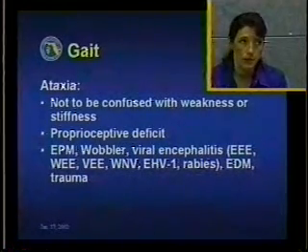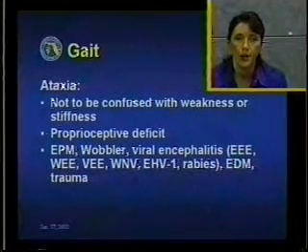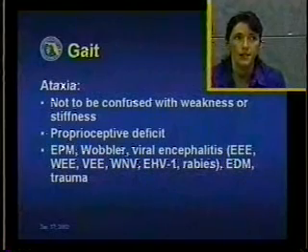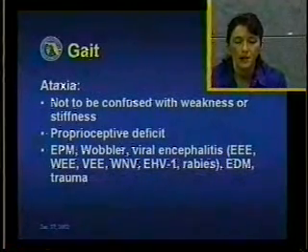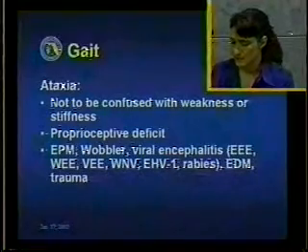It is most of the time associated with a proprioceptive deficit, and some of the diseases that will cause ataxia have been addressed earlier in the course of this lecture, but in most of the cases we will be dealing with equine protozoal myeloencephalitis, Wobbler syndrome, one of the viral encephalitides, EDM, or trauma.